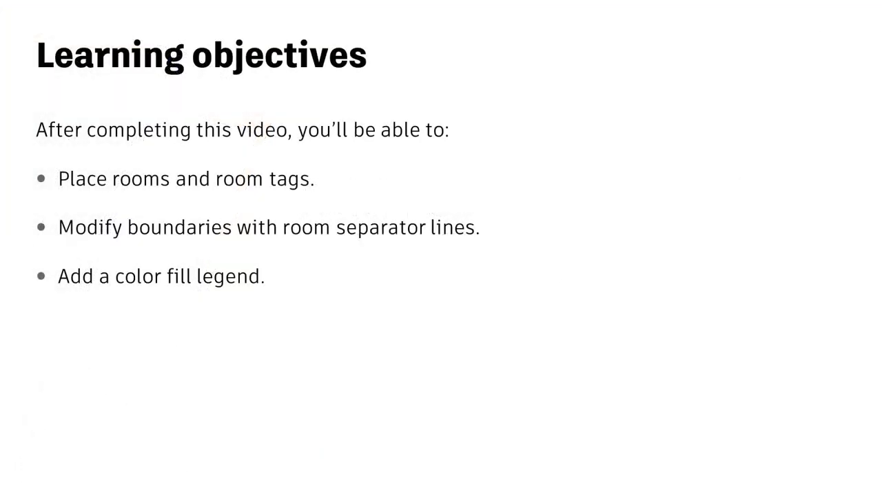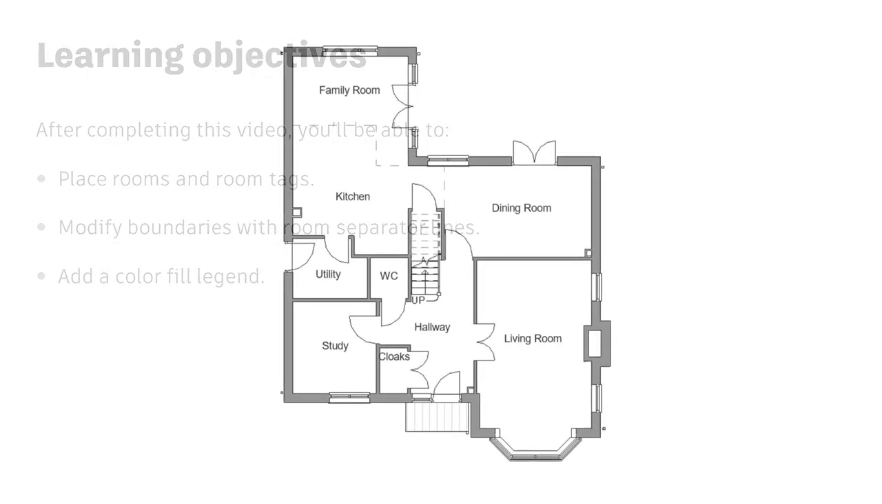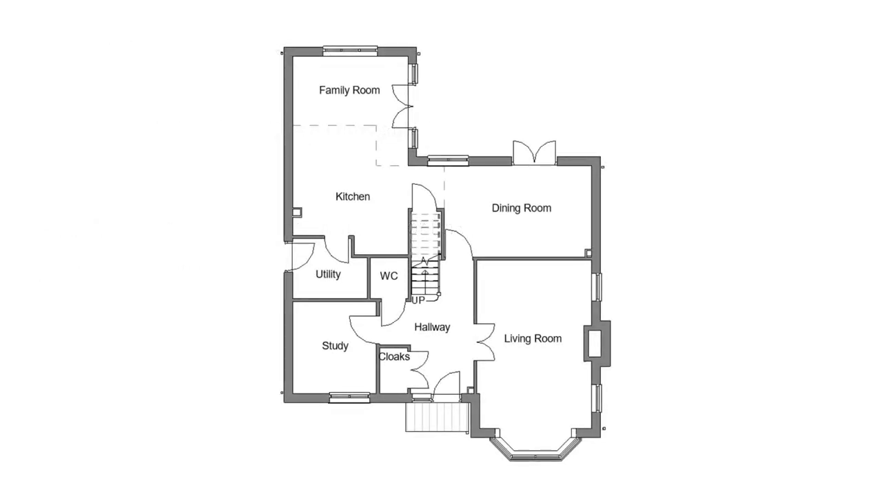In this video, we will see how to place rooms and room tags in a model. We'll see how to modify the boundaries of rooms and use room separator lines. And we'll also see how to add a colour scheme and colour fill legend to a view to help with the presentation of rooms. In Revit, a room is an object that defines the space within a building.